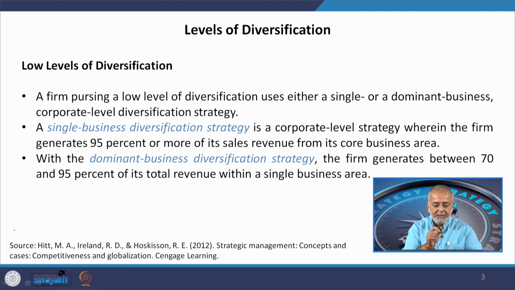But here, in single business diversification, most of the sales revenue comes from its core business area, that is, newspaper is the mainstay, for example, in simple terms. A bicycle company traversing into being a motorcycle company, or let us say an e-rickshaw company, or selling frames to other manufacturers, but 95% comes from one single core area. With the dominant business diversification strategy, the firm generates between 70 and 95% of its total revenue within a single business area.